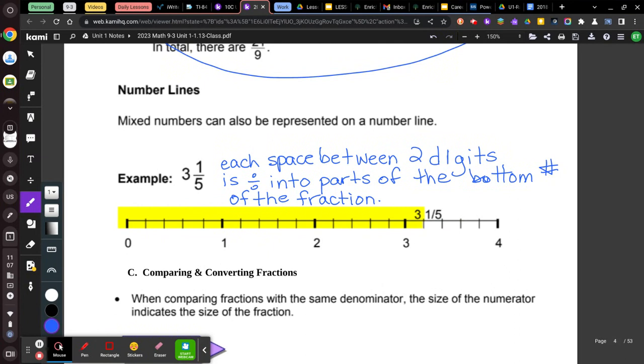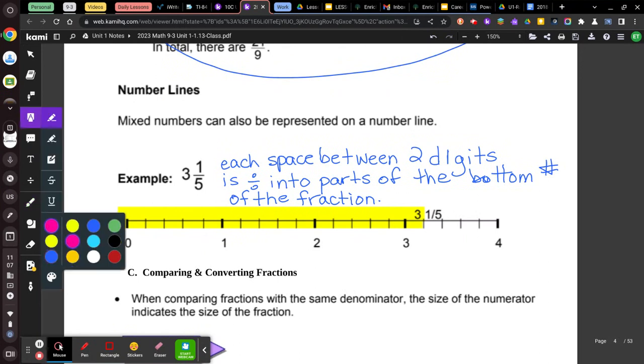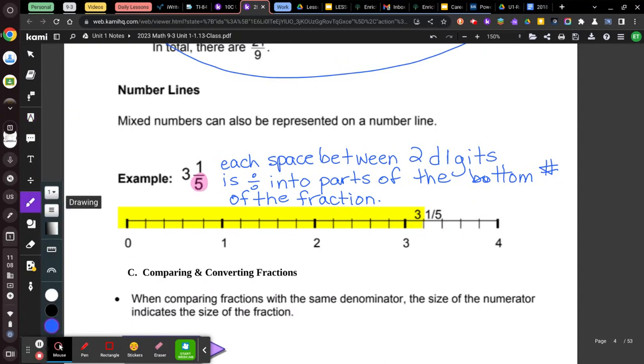So when we're doing number lines, the amount of spaces between 2 whole numbers is going to be the amount of spaces on the bottom of your fraction. So this number right here has a bottom number of 5. That means there's going to be 5 spaces between each number. So if I start at 0, we would count like this: 1, 2, 3, 4, 5. There's 5 spaces between. Okay? So that's what that's telling me.